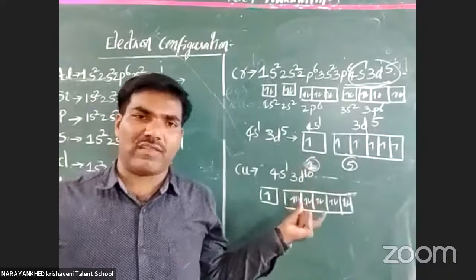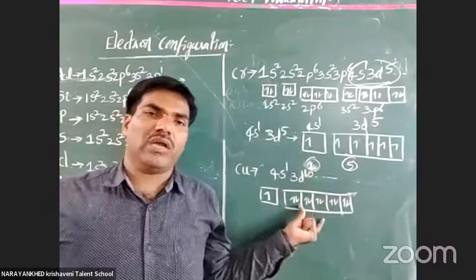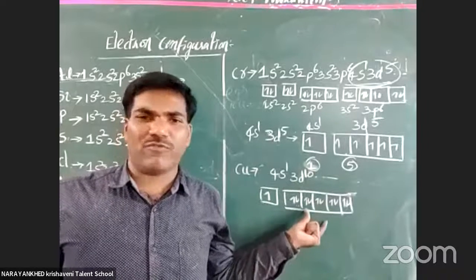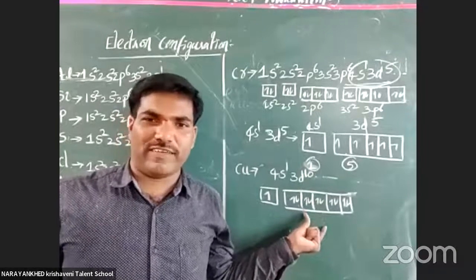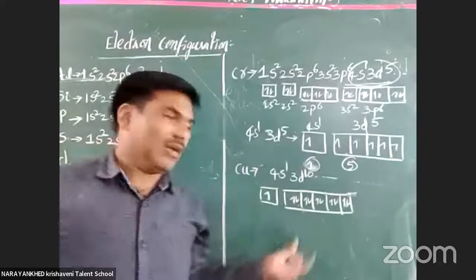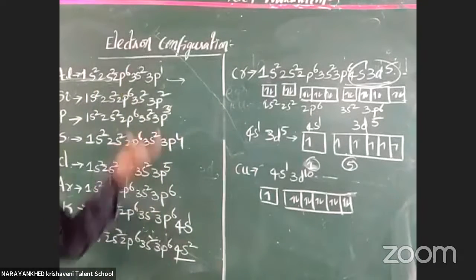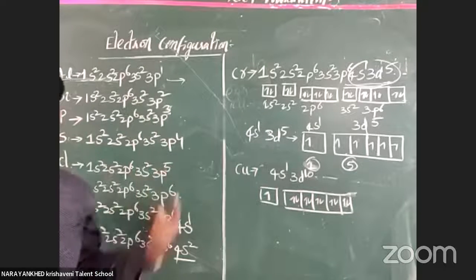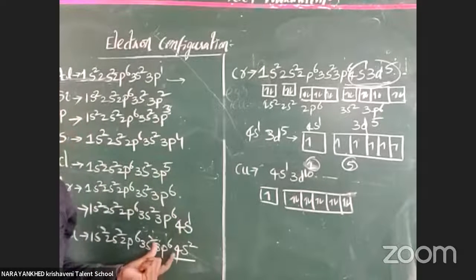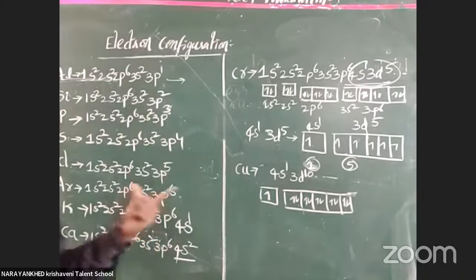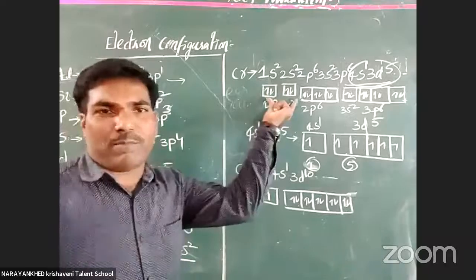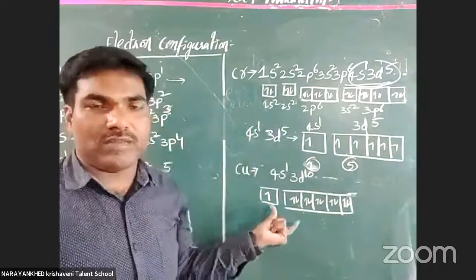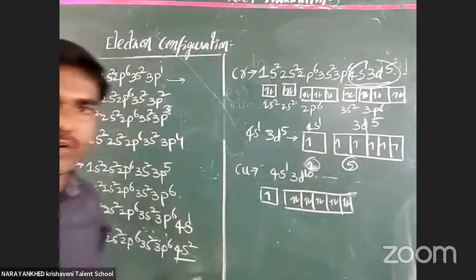Like this, some other elements are also there. Is it possible for all elements? No, it is not possible. The distribution is not possible for everything. Clear or not? Where it is possible, you must write in this format only. This is another law for electronic configuration.